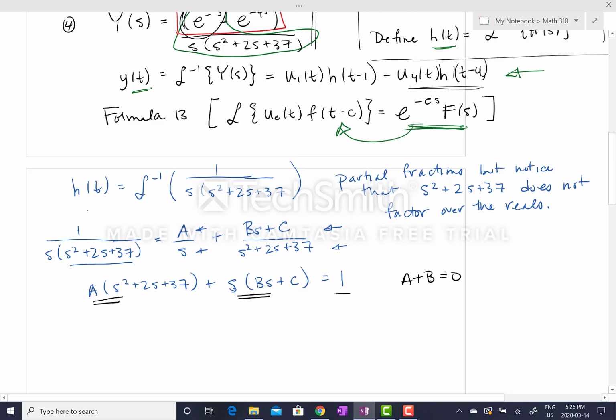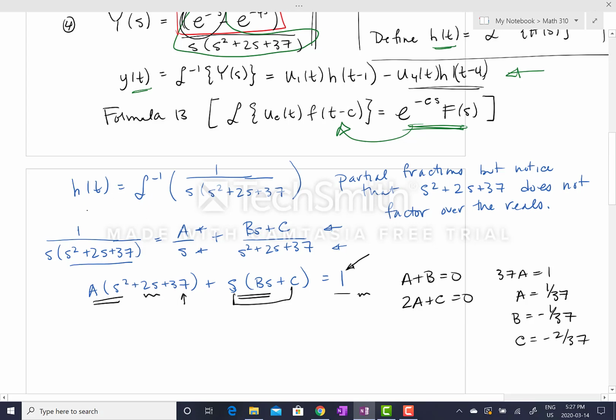must equal 0. Next, I look at the linear term, and I see that there's a linear term here, 2As, and there's a linear term here, s times C. And there's no linear term over here, so again, that must be 0 on that side. And so I've got 2A plus C has to be equal to 0. And then I look at the constant term. I have a constant term here, and there's no constant term here, and then there's a constant term there. So I get that 37A has to be equal to 1. That means A is 1 over 37. That means B is minus 1 over 37. And that in turn means that C is minus 2 over 37.